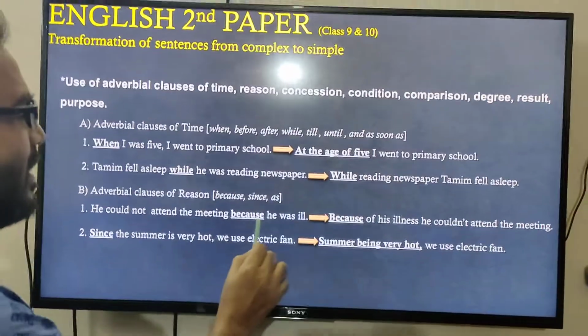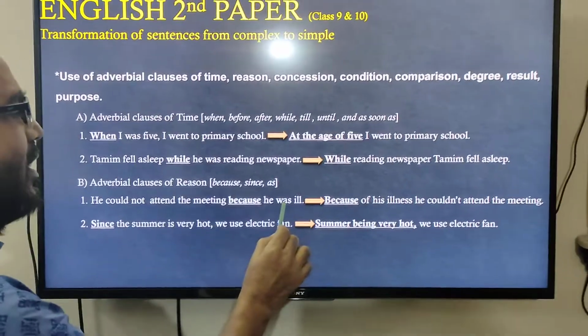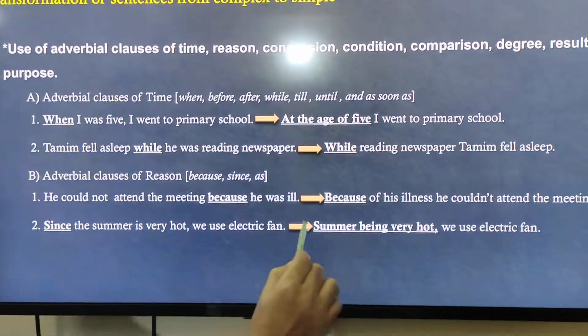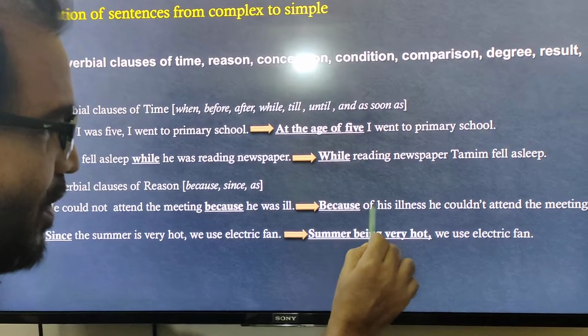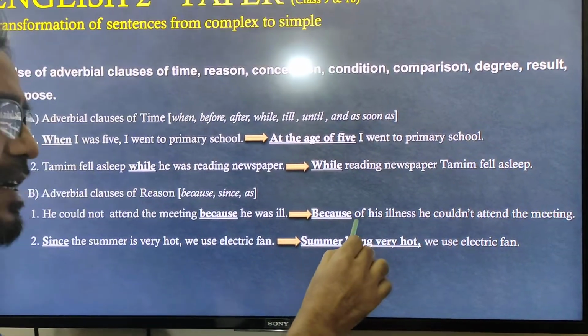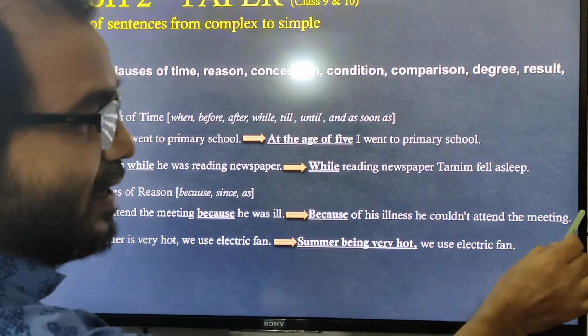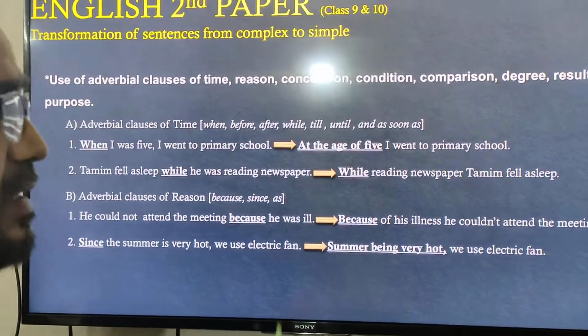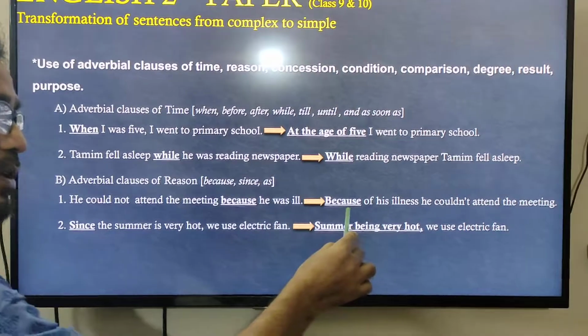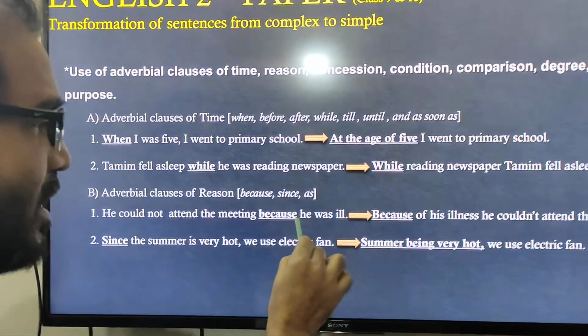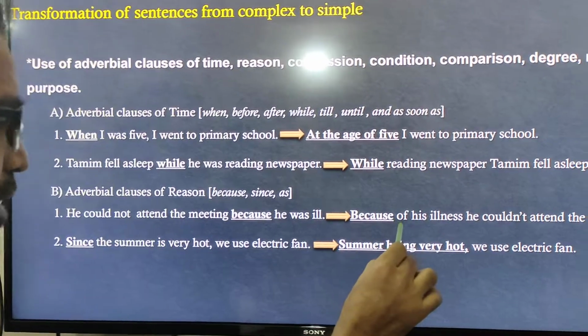Because he was ill, this adverbial clause of reason is changed into a phrase: because of his illness. You can use another technique also here: because of being ill, he could not attend the meeting. This technique also can be put to transfer the subordinate clause into a subordinate phrase.